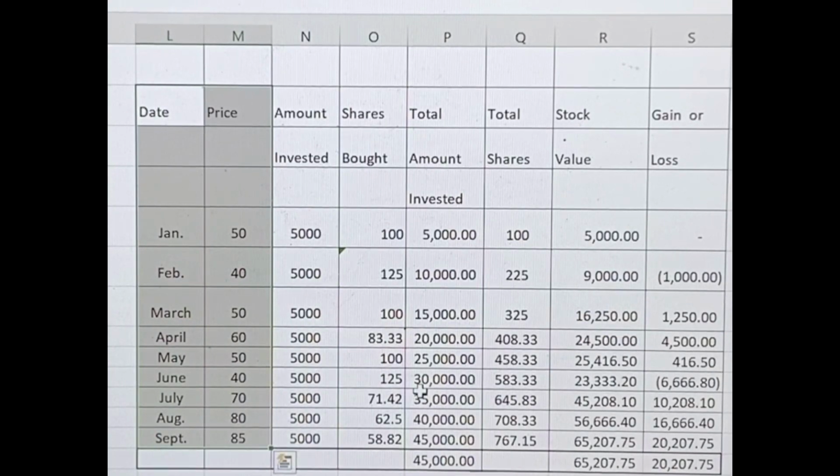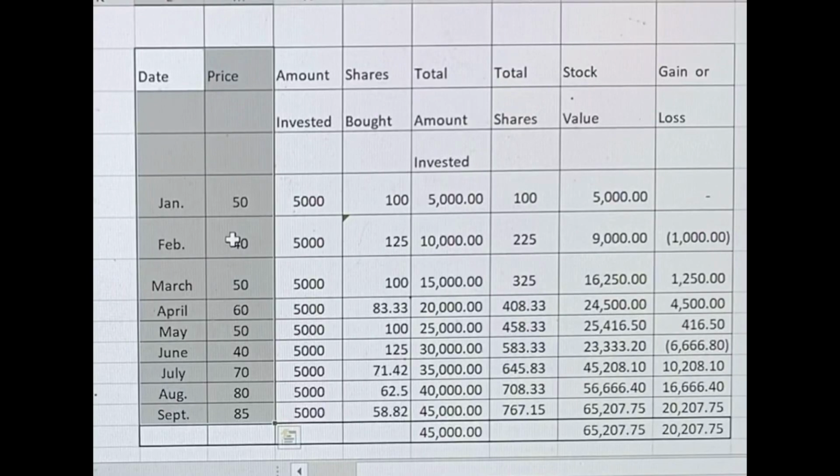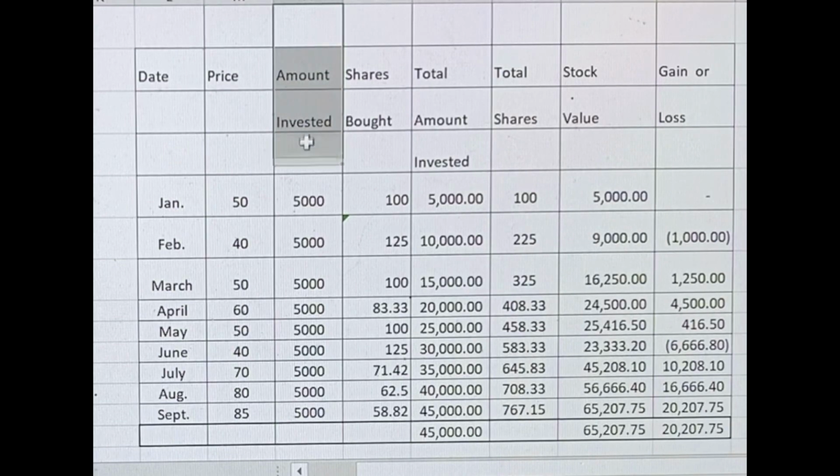Cost averaging investing is buying the same amount of stock regularly. And here in our example, it's buying 5,000 worth of stocks consistently monthly from January to September, as plotted on the third column. So dito makikita natin na consistent tayong bumibili ng stocks monthly, bumaba man or mataas ang presyo.